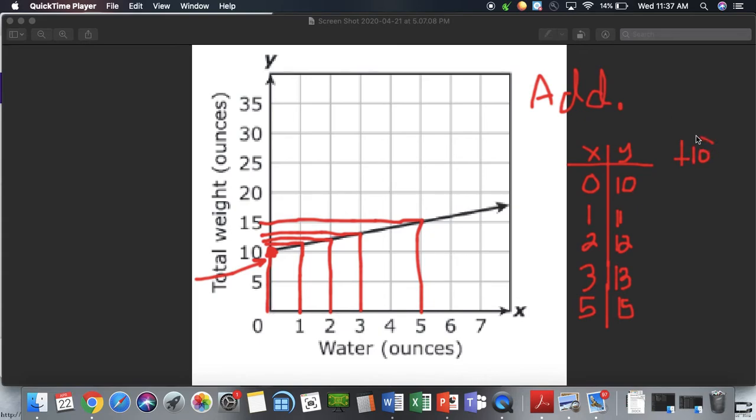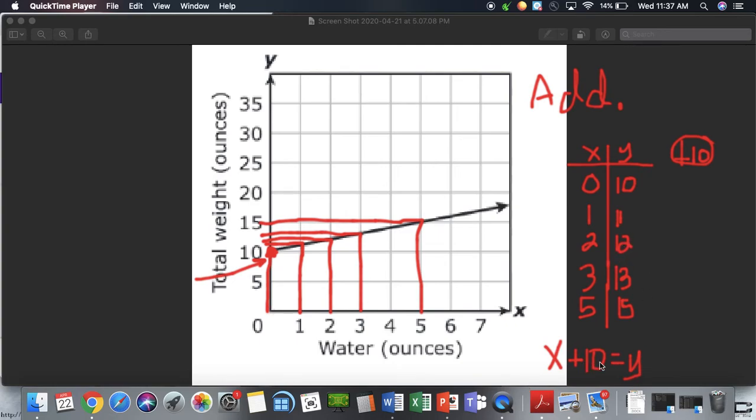So I'm adding 10. Just like we did the last time, I have my x. What am I doing to my x? I'm adding 10 to equal my y. So there's my equation: x plus 10 equals y.